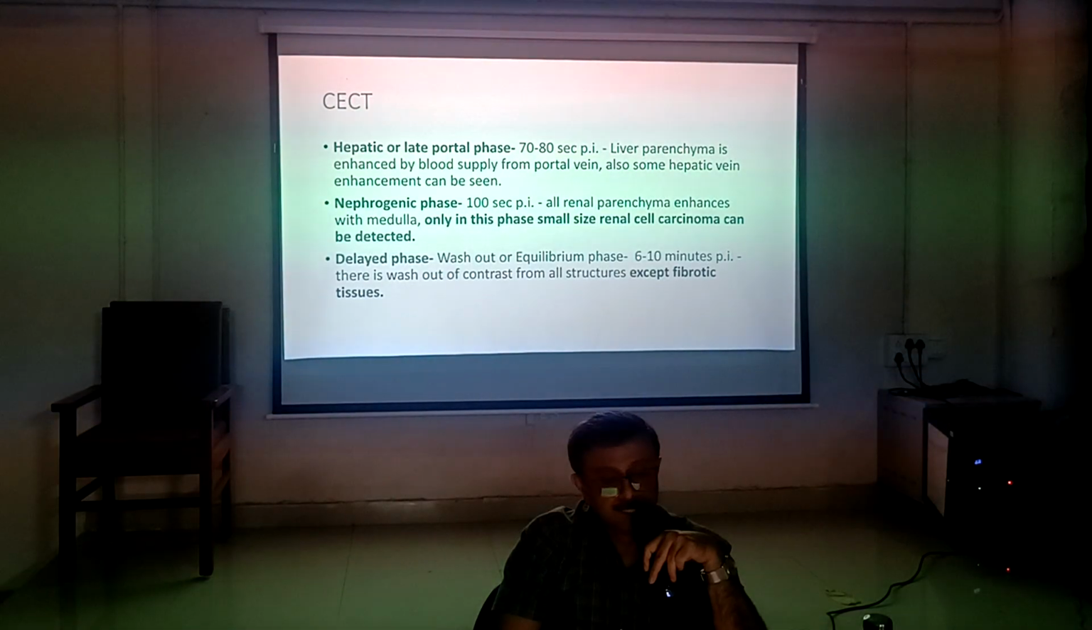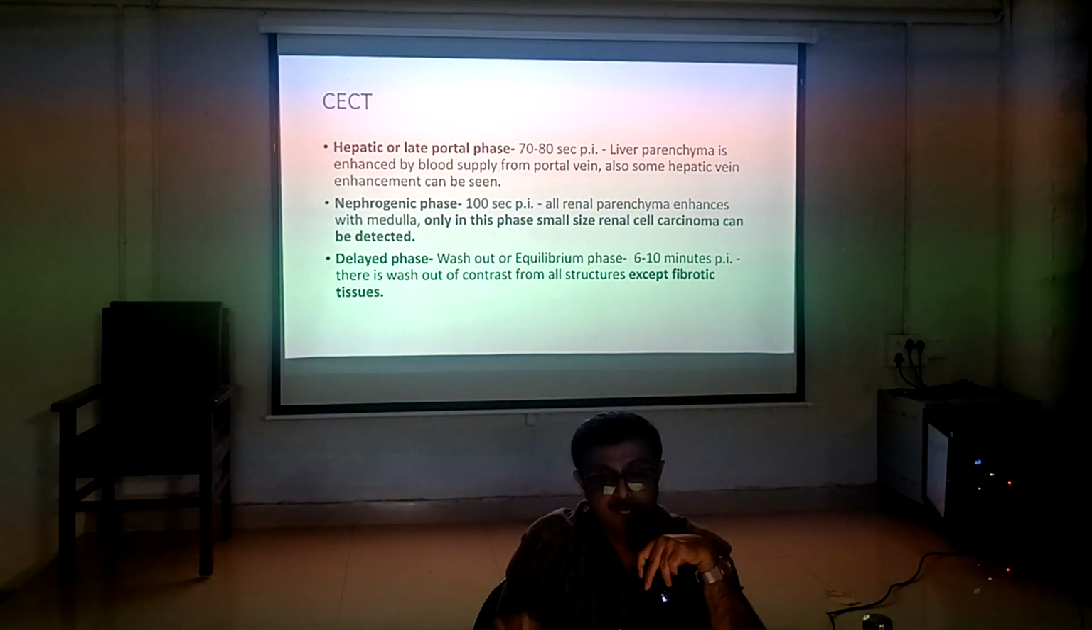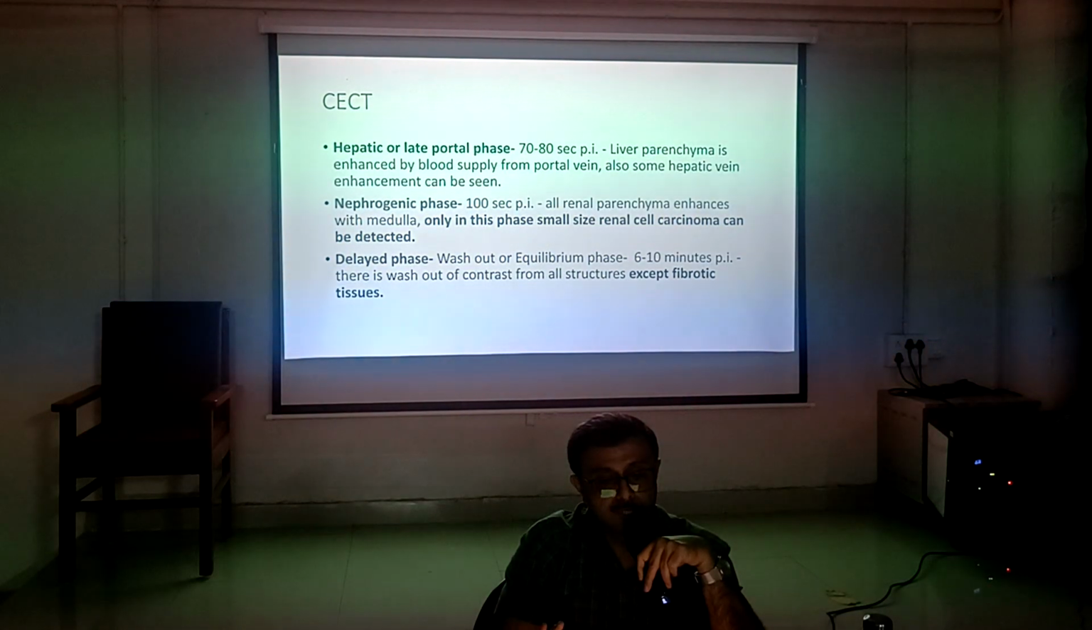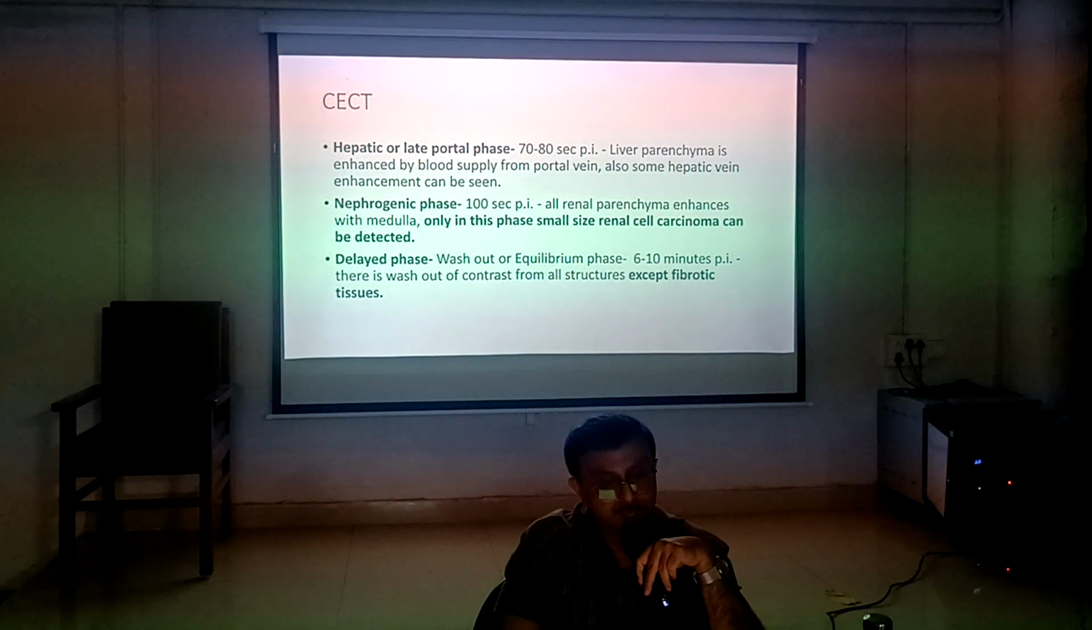Nephrogenic phase in the kidney is 100 seconds post injection. All the renal parenchyma is enhanced, including the medulla. Only in this phase can a small size renal cell carcinoma be detected.